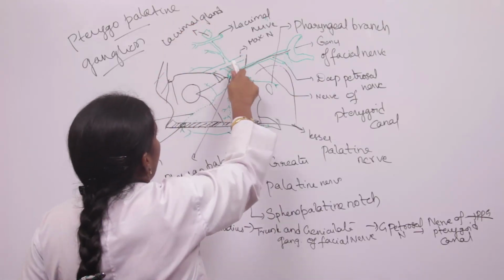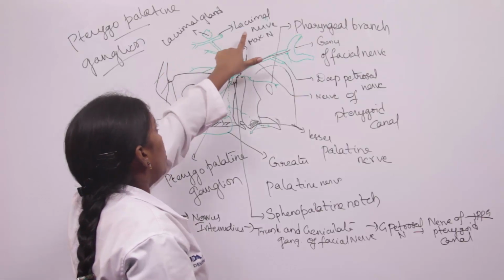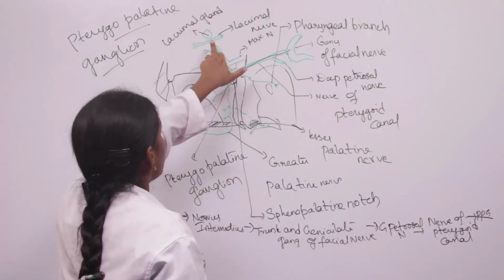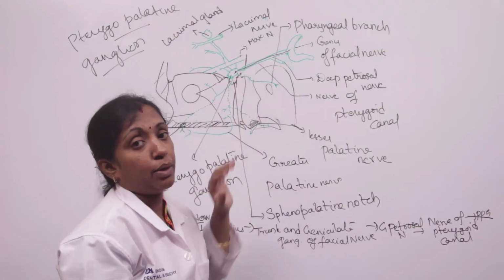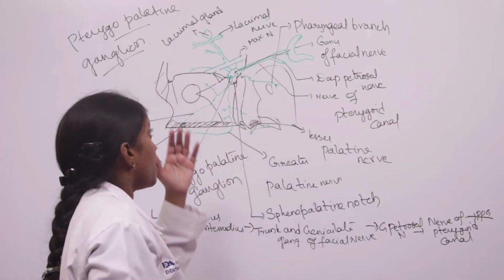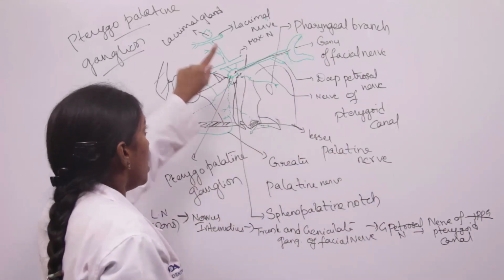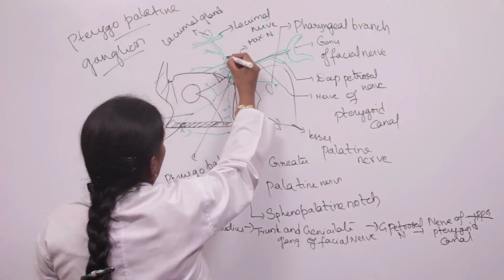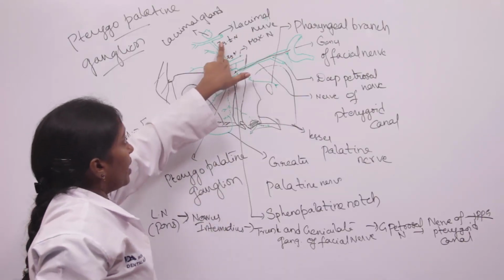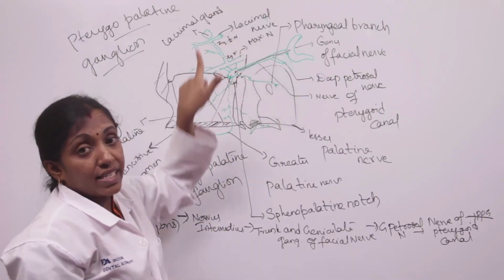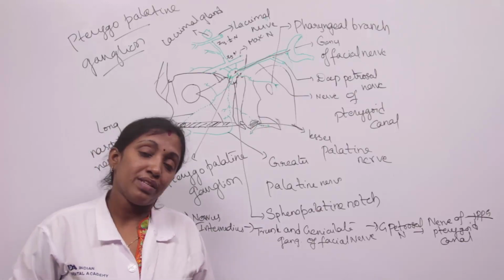So the postganglionic parasympathetic fibers pass to the zygomatic nerve, and then to the zygomaticotemporal nerve. The zygomaticotemporal nerve gives one ascending branch which joins with the lacrimal nerve, and through the lacrimal nerve the fibers supply the lacrimal gland. We know how the preganglionic fibers came and relay in the pterygopalatine ganglion. The postganglionic fibers pass through the zygomatic nerve, then the zygomaticotemporal nerve, and through the lacrimal nerve they supply the lacrimal gland.